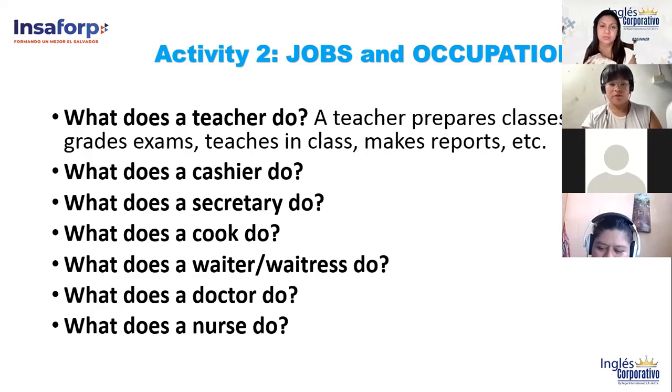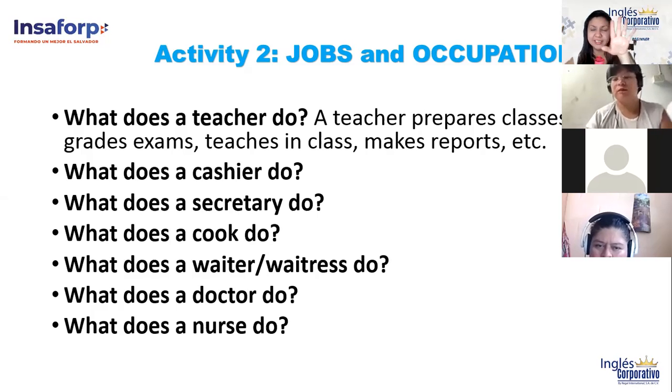Cinco responsabilidades de uno escogemos. No. Va a escoger five different jobs. Y ahí va, puede escribir dos o tres responsibilities or activities that this person does. Y van a usar the third person singular.